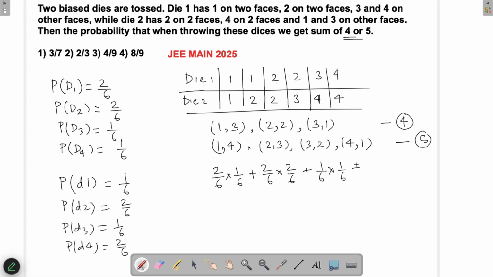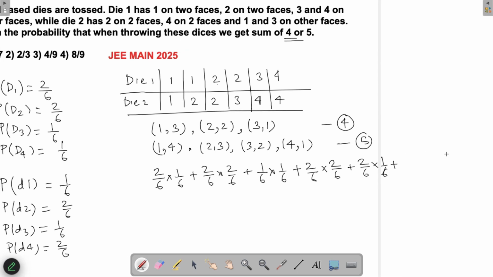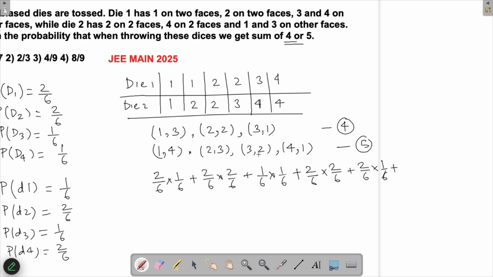Now for five: getting a 1 on the first die is again 2 by 6, so be careful with this. So 2 by 6, and then 4 is also 2 by 6. Then getting a 2 is 2 by 6, and 3 is 1 by 6. And then we have 3 and 2. So 3 is 1 by 6, and 2 is 2 by 6. And then 4 and 1. So 4 is 1 by 6, and 1 is 1 by 6.